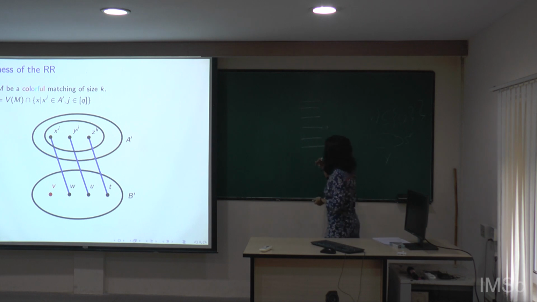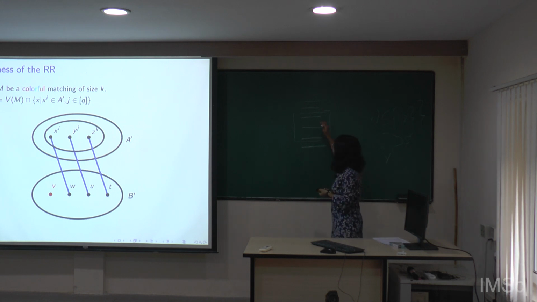What I'm saying is, look at this set A prime M. Did you understand what the set A prime M is? I am taking the intersection of the vertex set of M with the vertices that are present in A prime. Consider those vertices here. Suppose these are the edges which are incident on the vertices of A prime M.